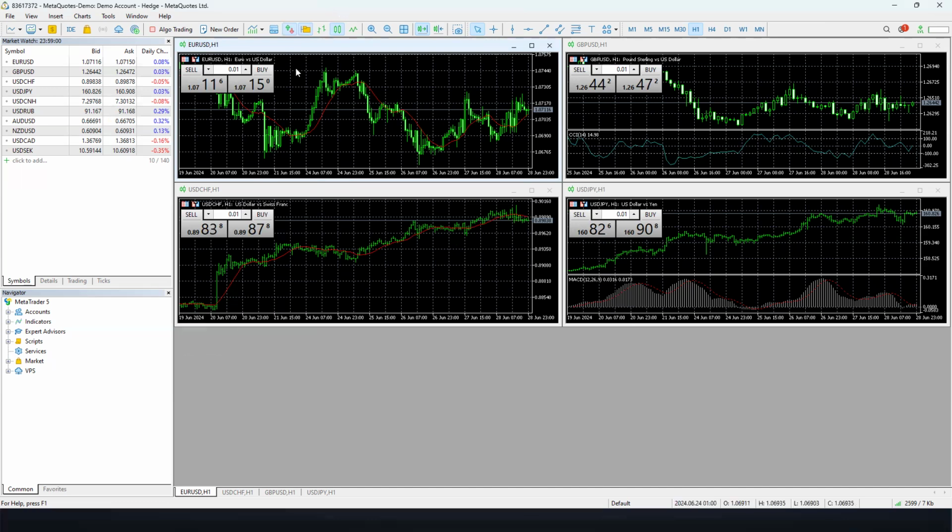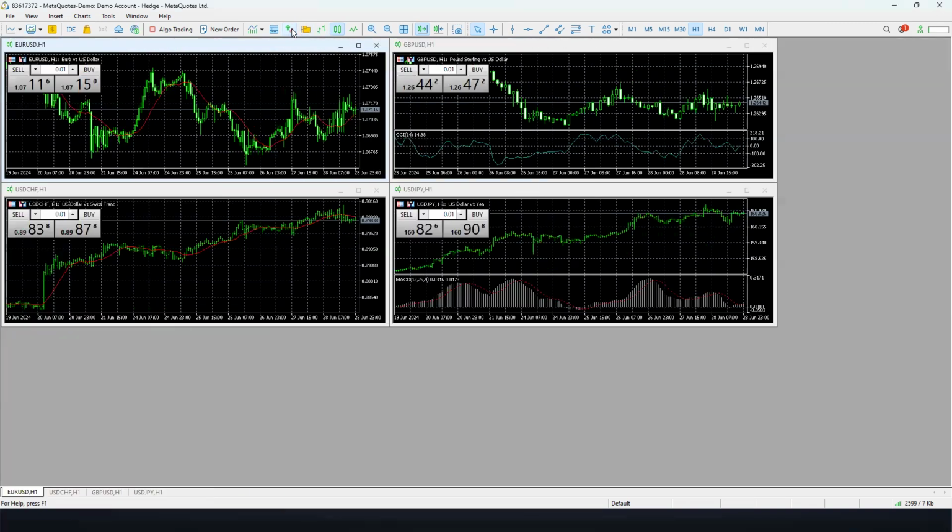I'll come here. If I want Navigator, I click here, Navigator will go. If I want Market Watch, I click here, Market Watch will go. If I want Toolbox, I click here, it will come out and go. If I want Templates, I put this down.